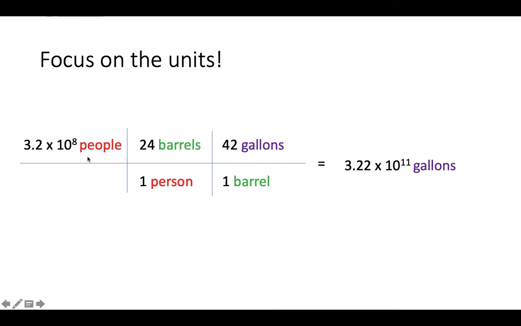So 320 million people, 24 barrels per person. If we multiply those two things, people will cancel out. 42 gallons per barrel, if we multiply that in as well, barrels will cancel out and just leave us with 322 million gallons.